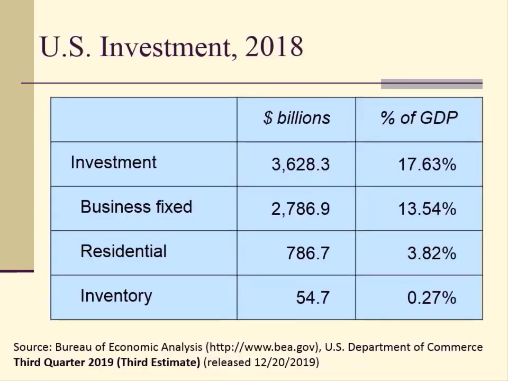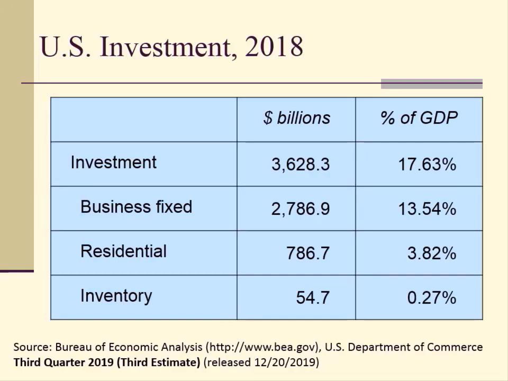This table shows the US investment in 2018, and it divides into three components that are business fixed, residential, and inventory. So here, the aggregate investment was equal to $3.6283 trillion. That was approximately 17.63% of GDP. And among the investment category, business fixed consists the largest, that was $2.7869 trillion, which was equal to approximately 13.54% of GDP.